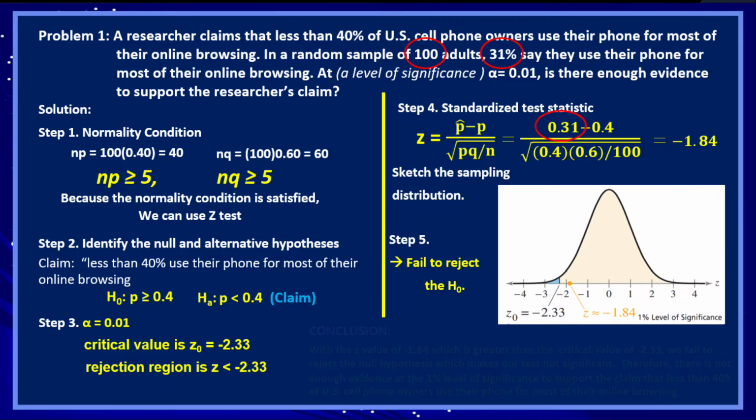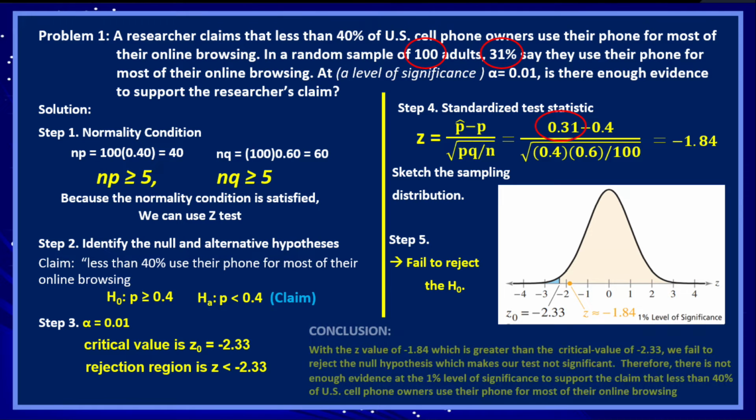Now, for step 5, which is our conclusion, we say, with a z value of negative 1.84, which is greater than the critical value of negative 2.33, we fail to reject the null hypothesis, which makes our test not significant. Therefore, there is not enough evidence at the 1% level of significance to support the claim that less than 40% of US cell phone owners use their phones for most of their online browsing.